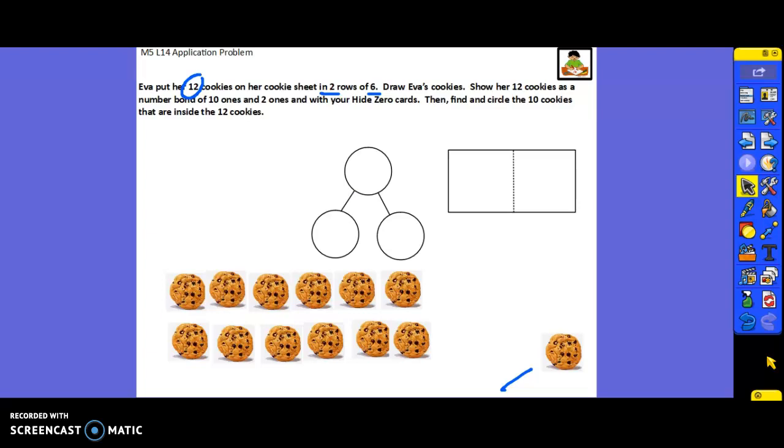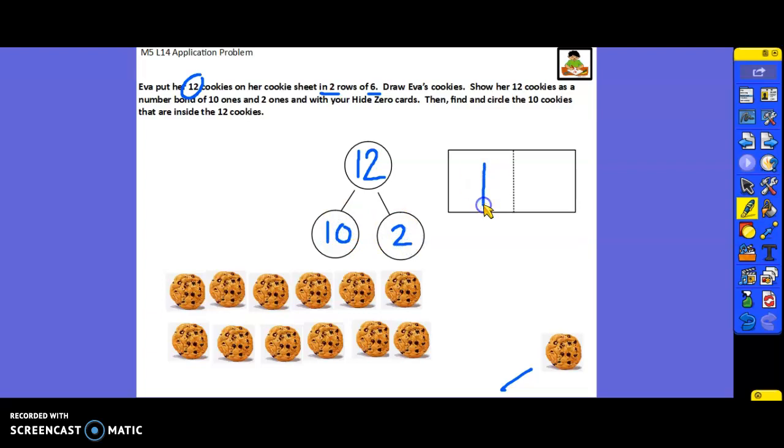Okay, very good job. Now, we're going to show her cookies as a number bond of 10 ones and 2 ones. That's right, very good. So watch Miss Nakian. When we write our number bond, we're going to write our whole at the top. We know that Eva had how many cookies? That's right, 12. And on our number bond, they want us to show that 12 in parts of 10, 2.